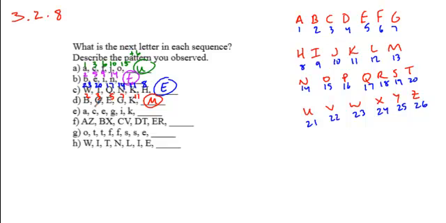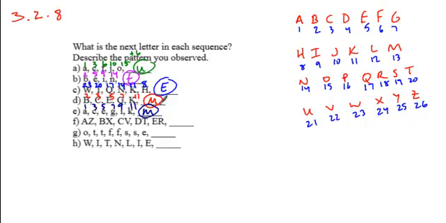Okay, if we try one more time, again, looking at these, we have A is the first, C is the third, E is the 5th, G 7, I 9, K 11. So again, each of these is increasing by 2. So we add 2 to 11, we get 13. So our letter becomes lowercase m.